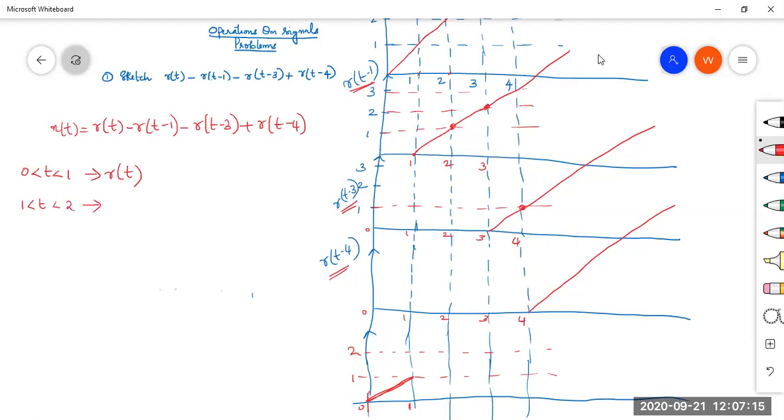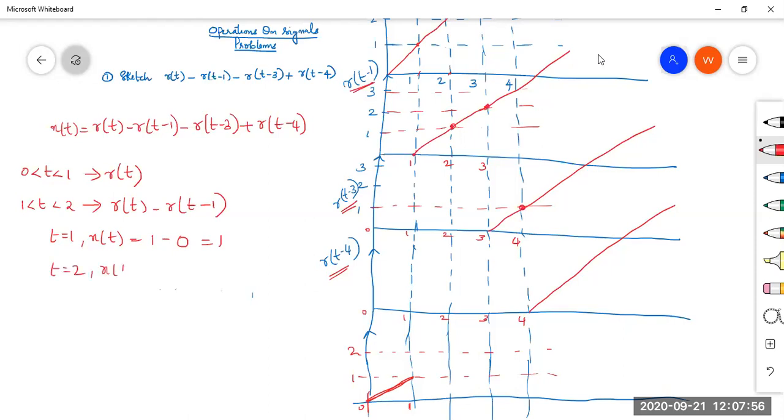Now between 1 less than t less than 2, we'll see what is happening. Between 1 and 2, you have r of t and r of t minus 1. All the others will be 0. So the equation becomes r of t minus r of t minus 1. Now take some instant and see what the value is. When t is equal to 1, x of t will be equal to r of 1, which is 1, and r of t minus 1 is 0. So 1 minus 0 is 1.